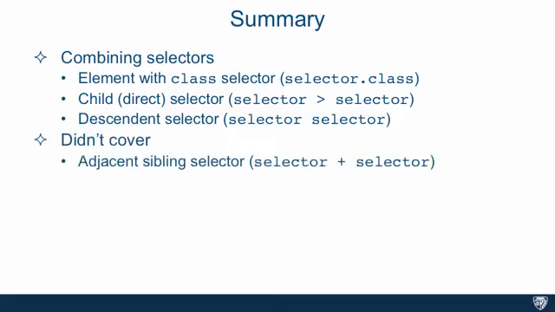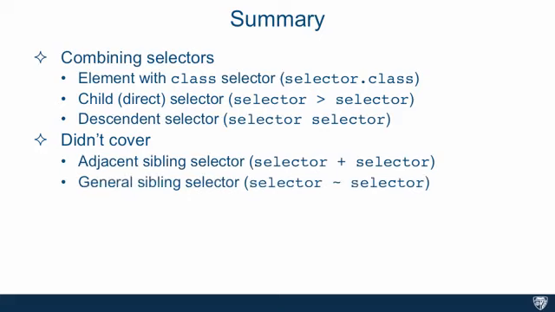There are a couple of combination selectors that we did not cover. For example, one is adjacent selector and another one is general sibling selector. Now, these selector combinations are a little bit less common than the other ones that I showed you, so I'll leave it up to you to look it up in the specification or online as to how they work. Next, we're going to talk about pseudo-class selectors.